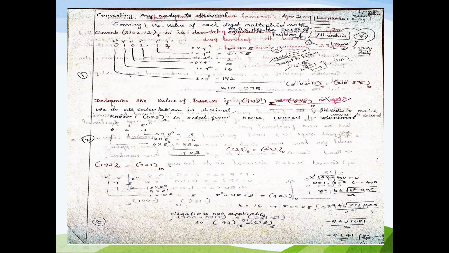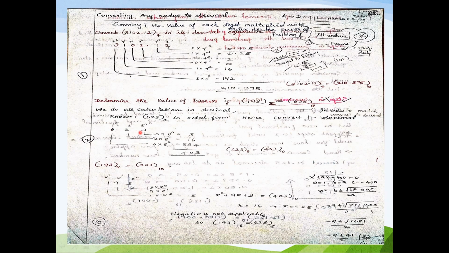For example, determine the value of base x if 193 to the base x is equal to 623 to the base 8. When we look at this problem, it will be clear. We want to find the value of base x, but what we know is that 623 is in terms of octal. First of all, in day-to-day life we use the decimal number system. Hence, it is required to convert this octal to decimal as usual.